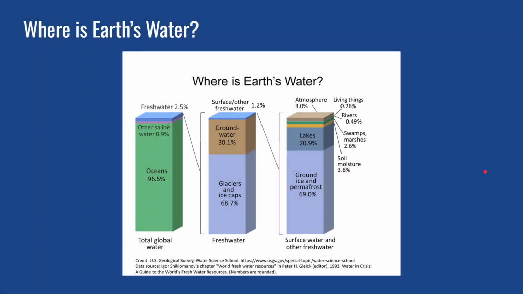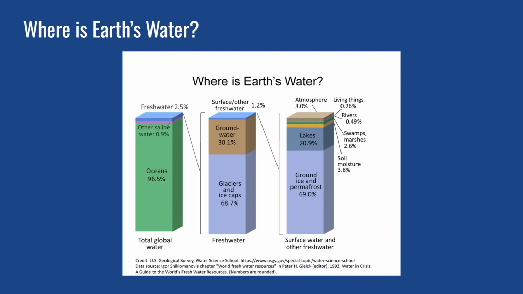So where does the Earth's water reside? Well, most of it, almost 97%, is in the oceans. We can't drink it. So only about 2.5% of Earth's surface water is fresh water. And of that, most of it is locked up in glaciers and ice caps, almost 70%, which is for the most part fairly inaccessible to humans. I don't see too many people going to Antarctica to go harvest water.